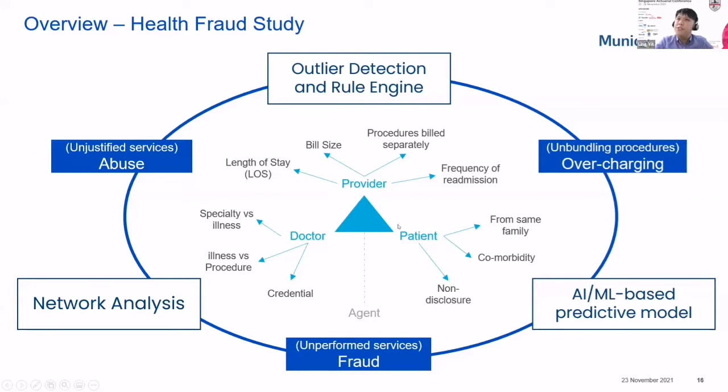Another dimension to look at is the patient. We look at comorbidity studies, for example, how correlated one diagnosis is with another, or whether family members from the same household were also claiming during the same time. It's quite silly, but we have definitely seen such cases. There is also non-disclosure, where a patient has a pre-existing condition but never self-declares it at sign-up. Those are the things we try to identify at an early stage using these 3 approaches.